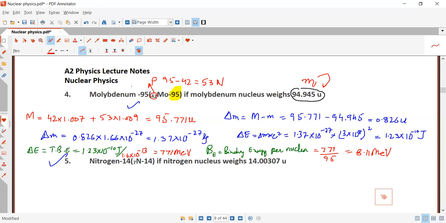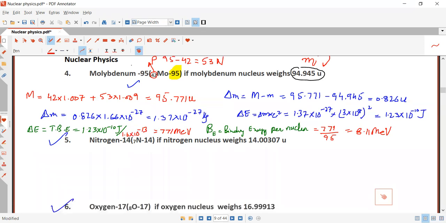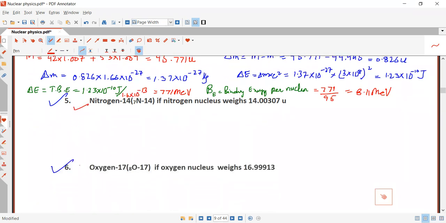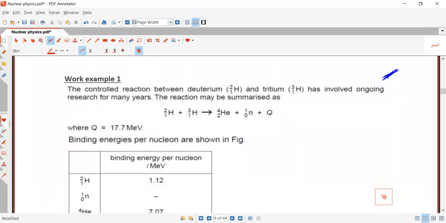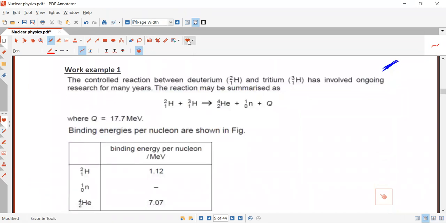So these are all the questions that the examiner asks about this topic. You can repeat this whole thing for nitrogen, and then you can do this for oxygen as well, right? There is a question here. The controlled reaction between deuterium and tritium has involved ongoing research for many years. The reaction is summarized by this, and you're also given this Q. Now, what is Q? Q is written here at the right side of the equation of the nuclear reaction.